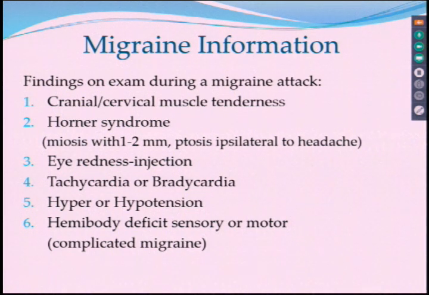So what do you find in your exam when someone has a migraine? It's not uncommon to find cranial or cervical muscle tenderness. It's not uncommon to find neurological symptoms such as a Horner syndrome. Although I would tell you, if you find someone with Horner syndrome-like symptoms, you have a small pupil that's non-reactive, you have droopiness of the eyelid, or you have an injected eye, that person should probably be sent to the neurologist, especially if they've never had it before, to be seen for a potential neurological problem. Tachycardia, bradycardia can occur during a migraine. Hyper or hypotension can occur during a migraine. And go back again to complex migraines where you have neurological symptoms.